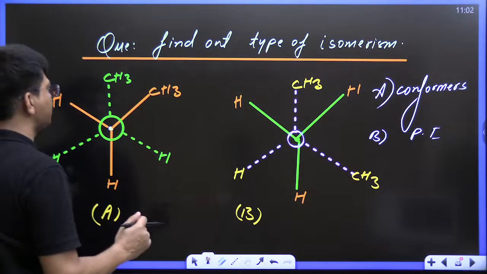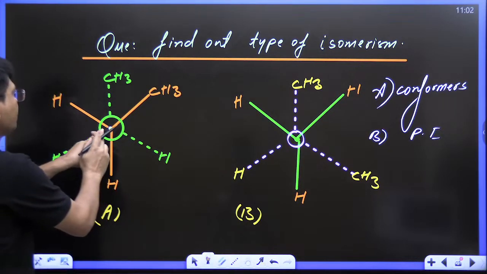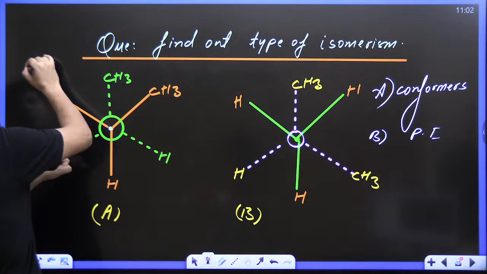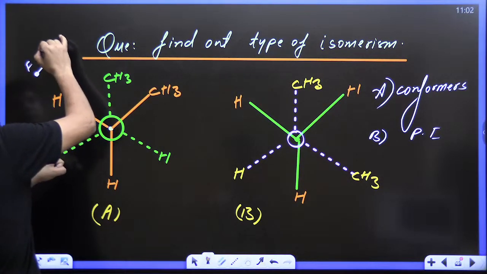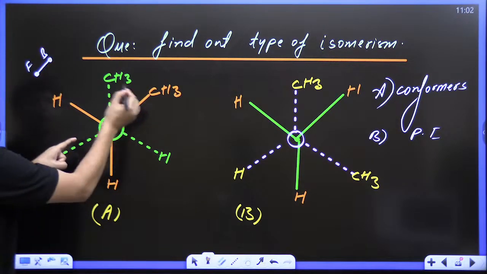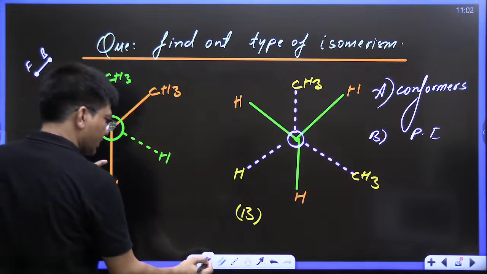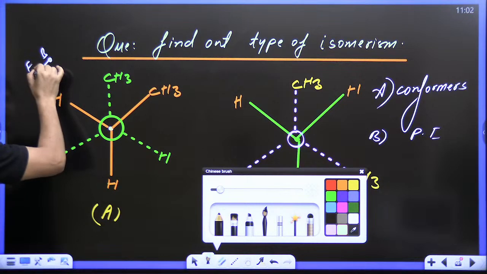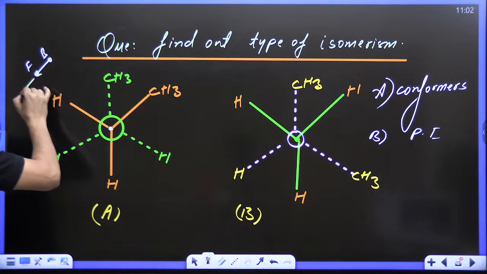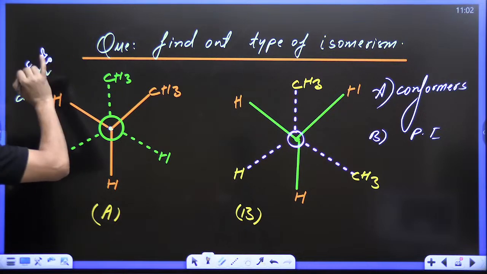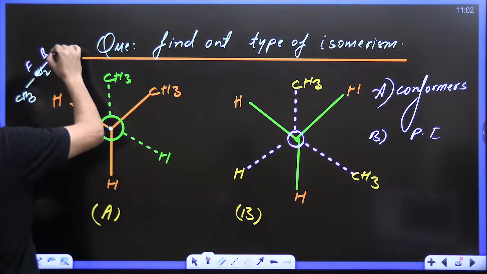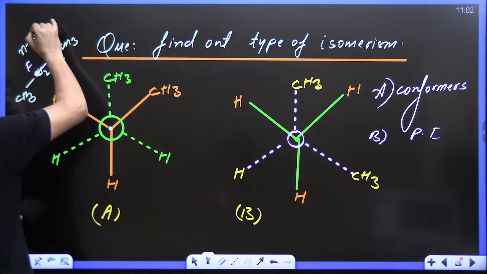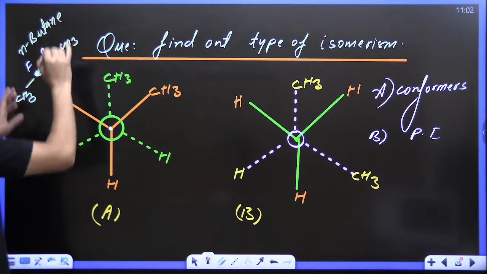They are looking like conformational isomers. So let me convert into normal structure. This is front, that is back. The front carbon is attached with the back carbon. Front carbon is attached with 2 hydrogens and 1 methyl, and the back carbon is attached with 1 methyl and 2 hydrogens. So this structure is n-butane.